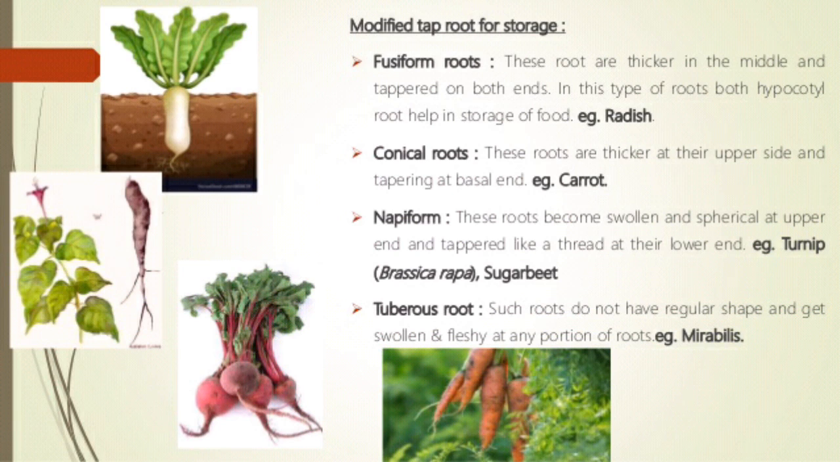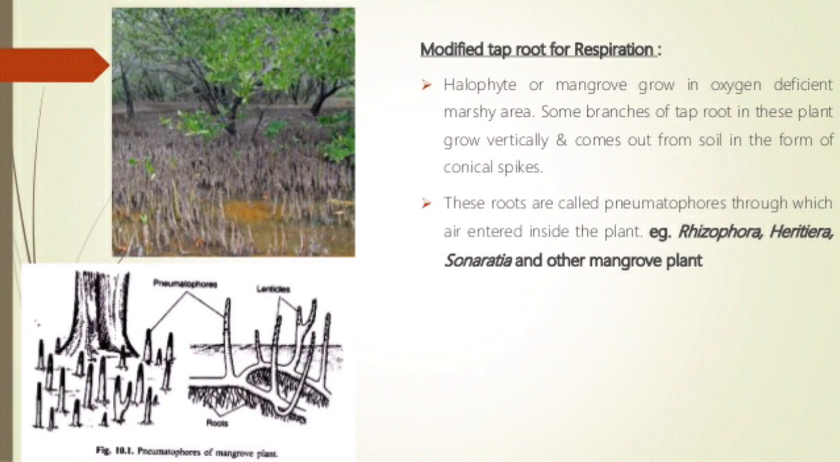Tuberous root. Such roots do not have regular shape and get swollen and fleshy at any portion of the root. Example is mirabilis. Modified taproot for respiration. Halophytes or mangroves grow in oxygen deficient marshy areas. Some branches of taproots in these plants grow vertically and come out from the soil in the form of conical spikes. These roots are called pneumatophores, through which air enters inside the plants. Examples: Rhizophora, Heritiera and other mangroves.